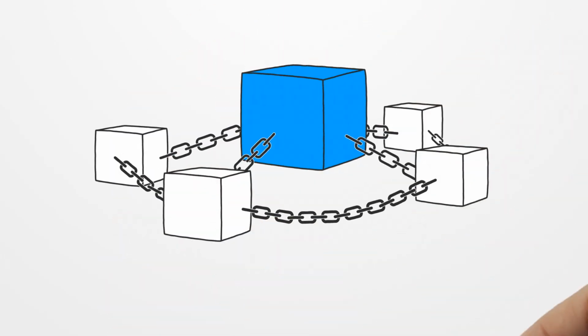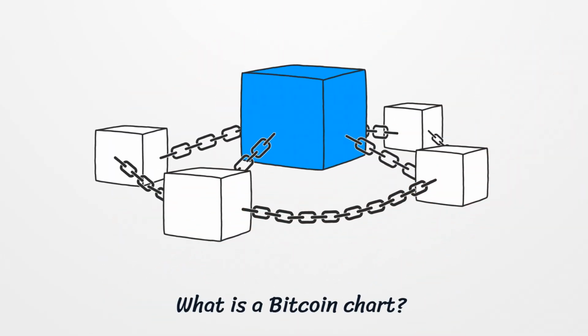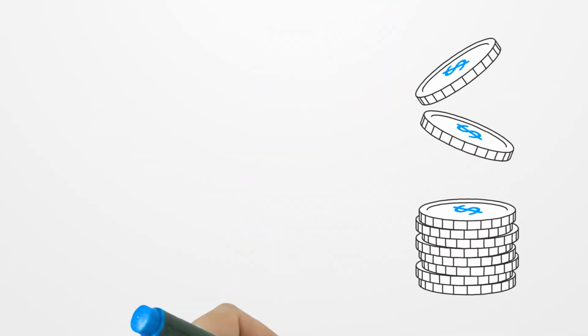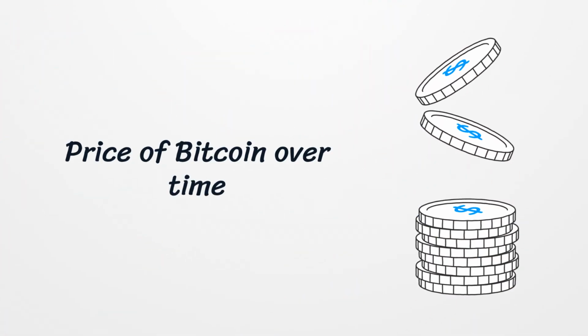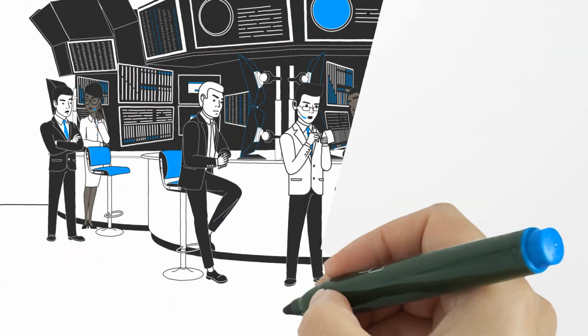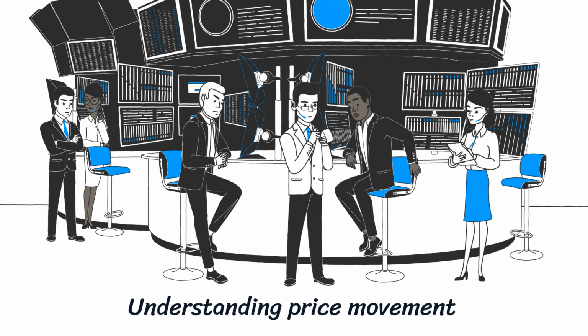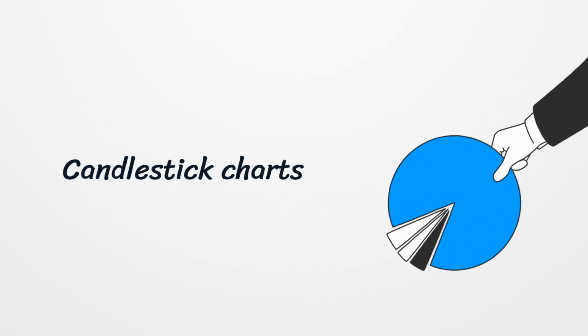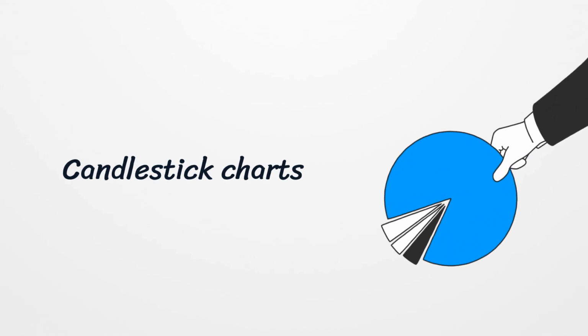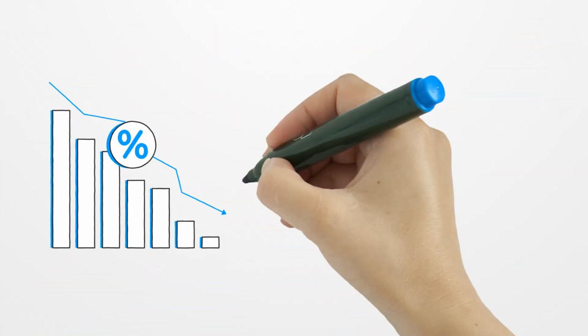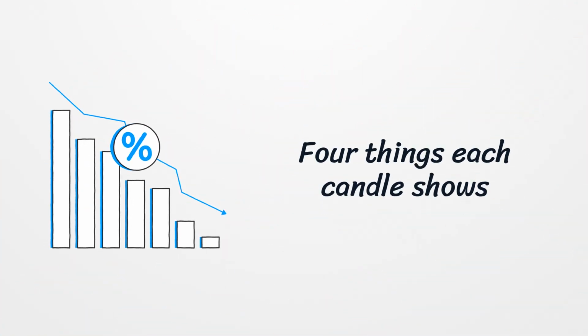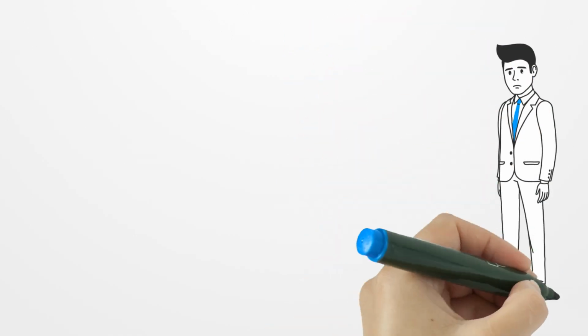First up, what is a Bitcoin chart? A Bitcoin chart shows the price of Bitcoin over time. It helps traders and investors see how the price is moving so they can make smarter decisions about when to buy or sell. You'll mostly look at candlestick charts. They show the price movement in chunks of time, like 1 minute, 1 hour, 1 day, etc. Each candle shows 4 things: the opening price, the closing price, the highest price, and the lowest price during that time. Let's break down a single candlestick.